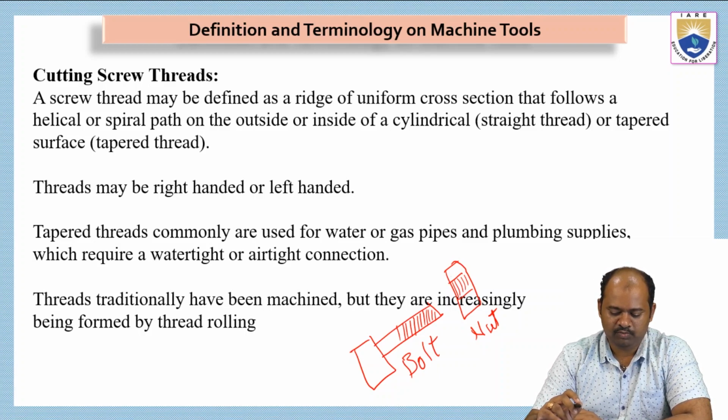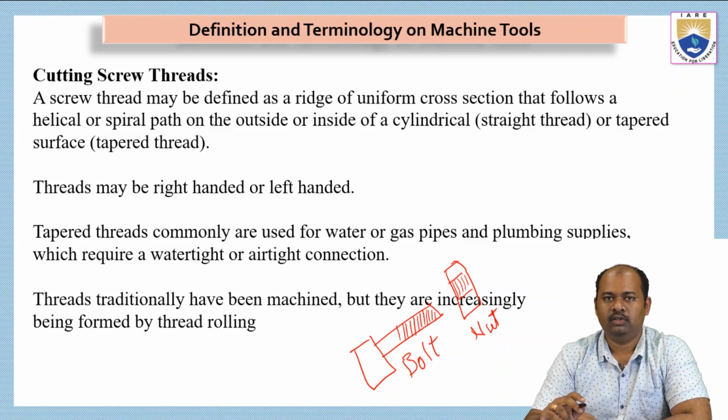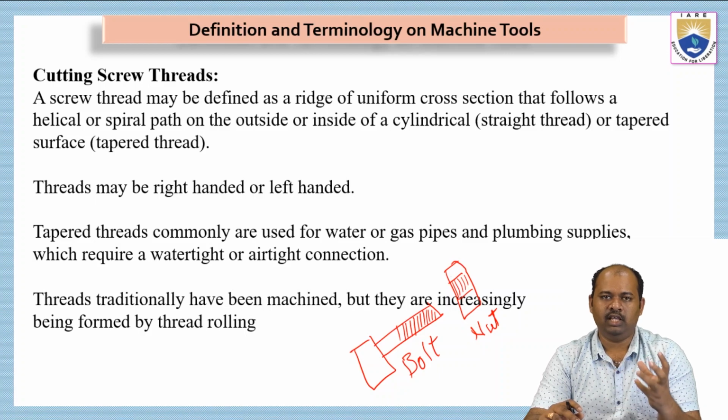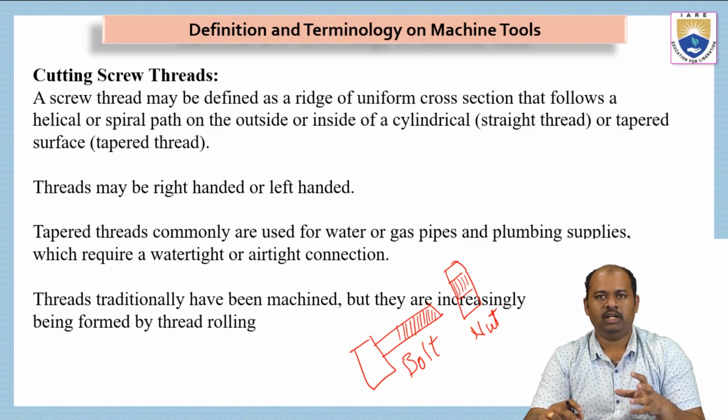Threads traditionally have been machined, but they are increasingly being formed by the thread rolling process. In the olden days, most of the thread cutting process was done on machining machines like the lathe machine, milling machine, etc. But nowadays they are being produced by the thread rolling process.